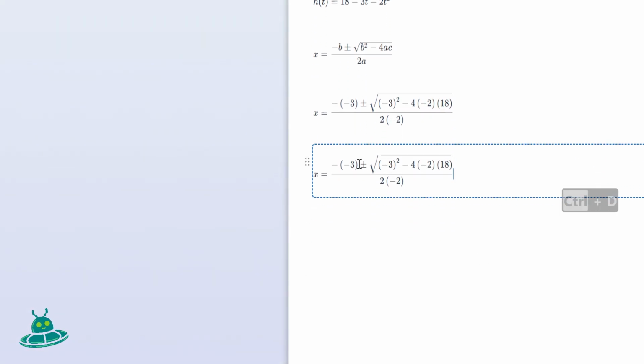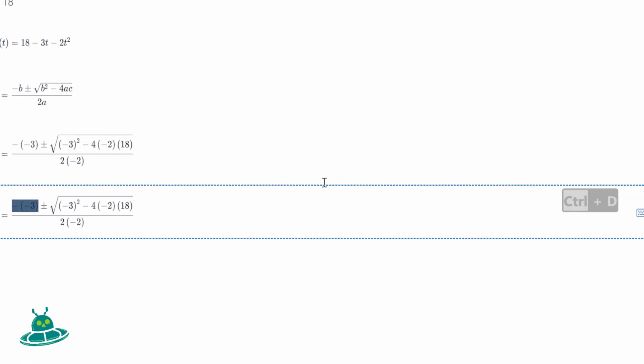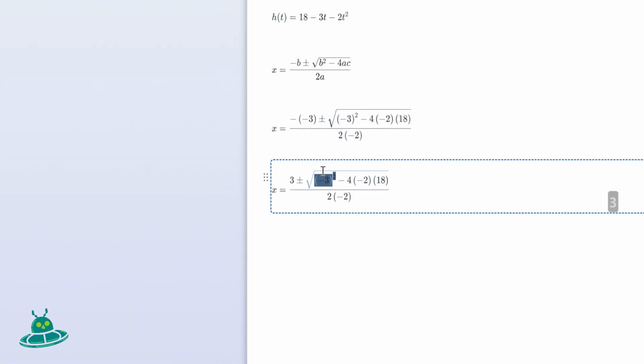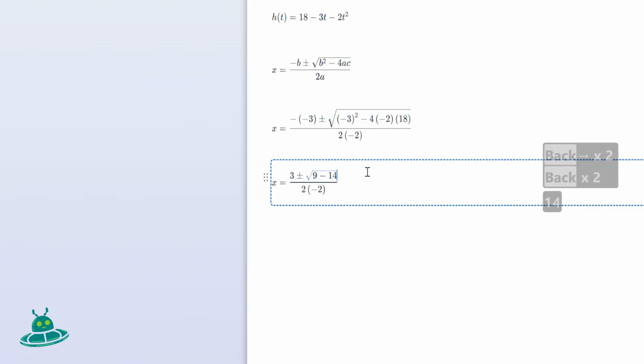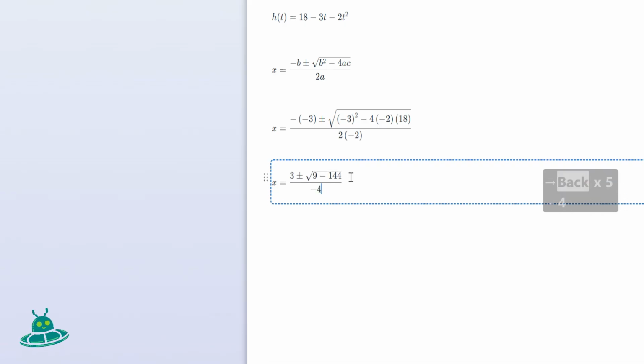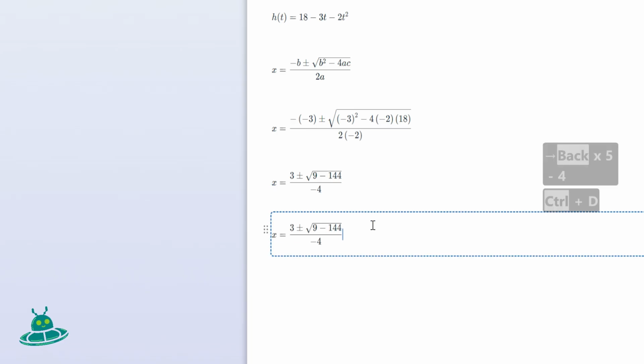Alright. So this negative times a negative is a positive. That just becomes positive 3. Negative 3 times negative 3 is positive 9. Negative 4 times negative 2 is positive 8. 8 times 18 is 144. And 2 times negative 2 right here is going to be negative 4. Okay, duplicate that.